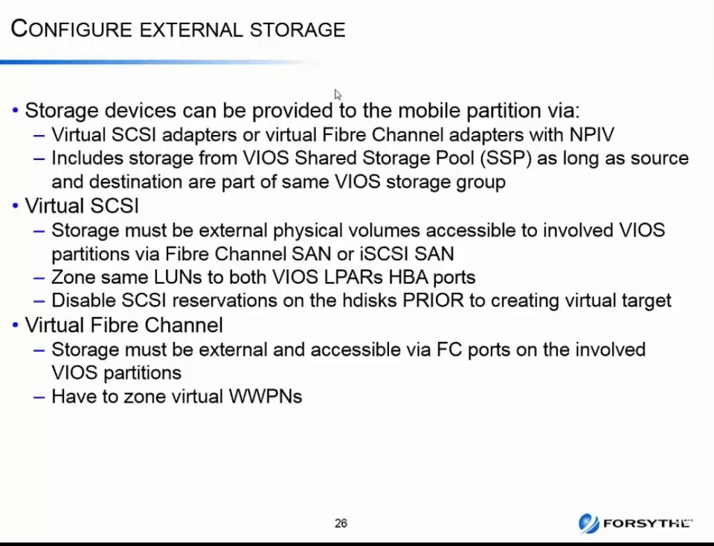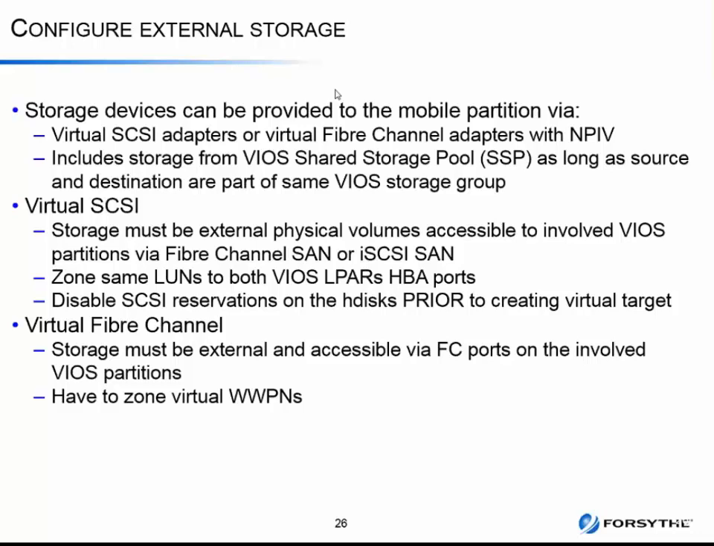As I said, for virtual SCSI, they have to be external SAN-based physical volumes, and they can be accessed via fiber channel or iSCSI. We don't really care. The most important thing is that we zone the same LUNs to both VIO servers. So with vSCSI, the zoning is done to the VIO server, to the WWNs, which are the actual, if you do an lsattr on the fcs, it's that network ID that shows up on there.